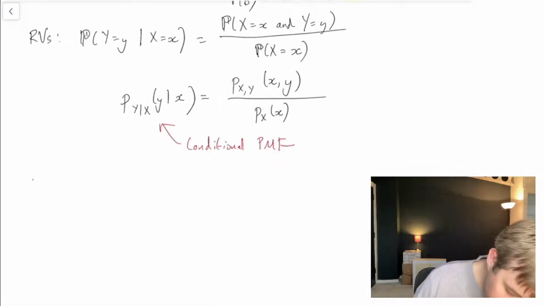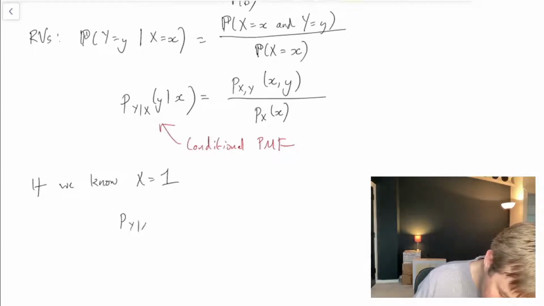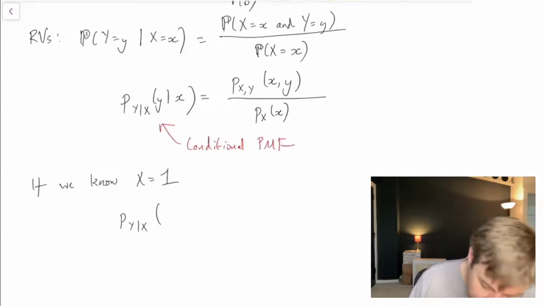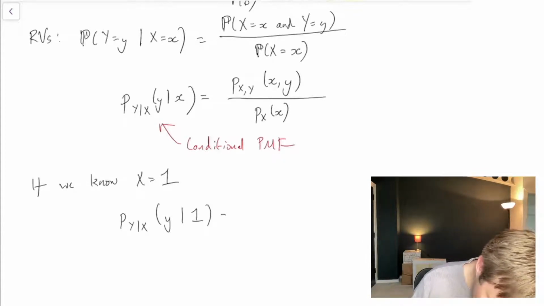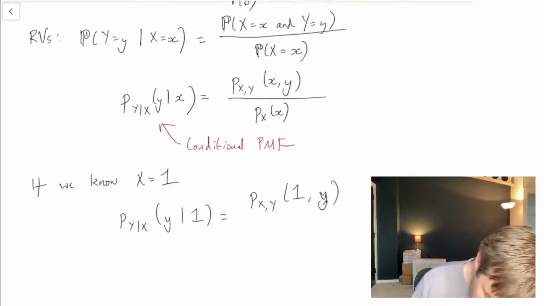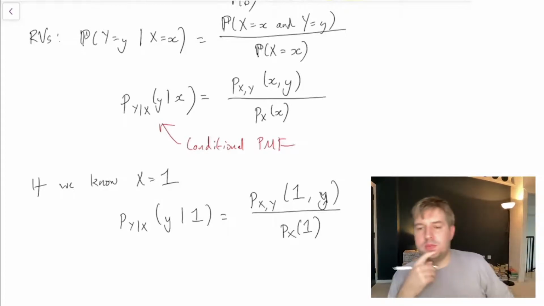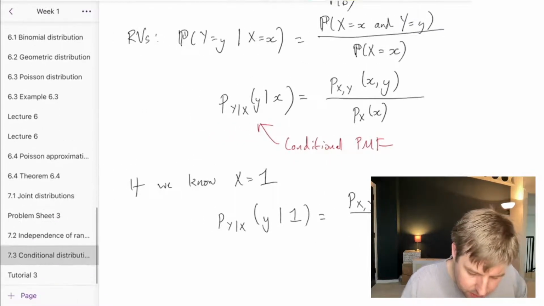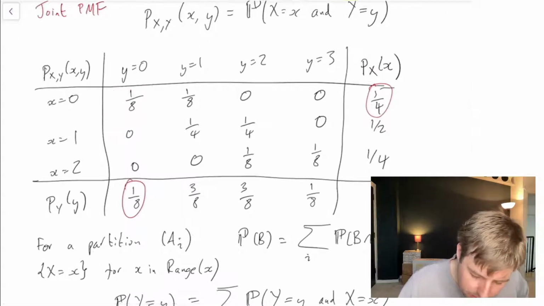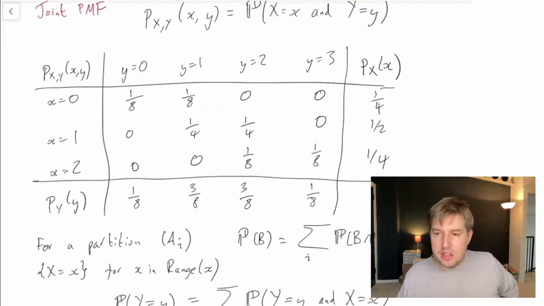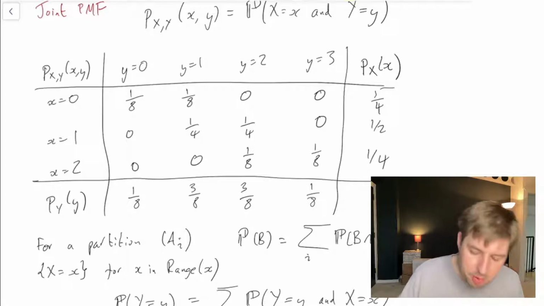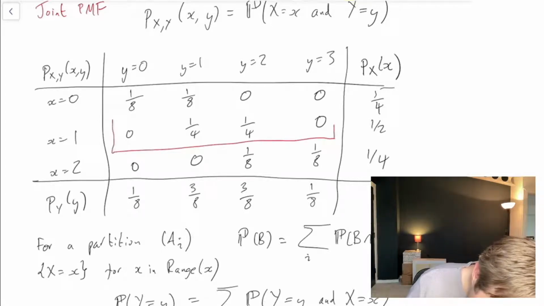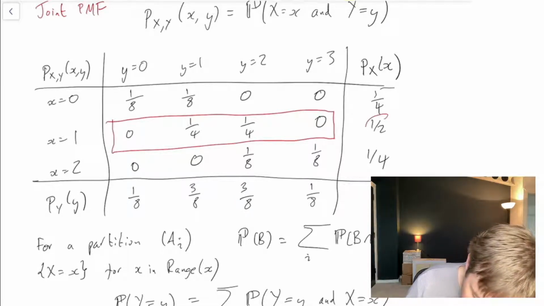So, for example, if we know that x equals 1, say, then we have the conditional probability of some particular value, let's call it just little y, given that x equals 1, equals the probability that x equals 1 and y equals little y over the probability that x equals 1. It's useful to think of this in terms of the joint distribution table we had before. To get the conditional probability given x equals 1, we take the probability of y and x equals 1, which is this row of the table, and then we divide through by the probability x equals 1.